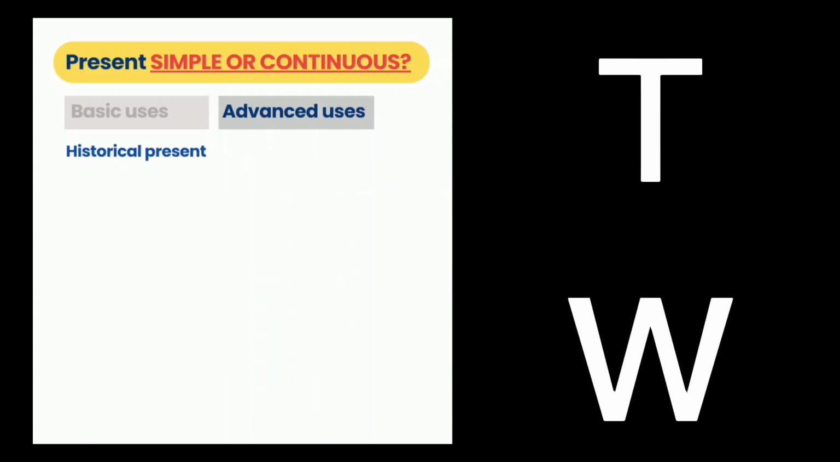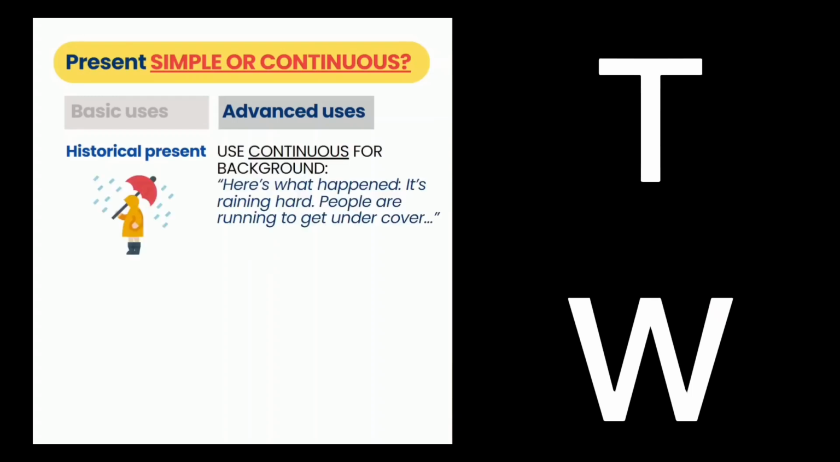The historical present is when we describe a story that happened in the past, but use present tenses to make the listener or reader feel closer to it. But which tenses would we use? Well, if we're giving background information, we're likely to use the present continuous. Here's what happened. It's raining hard. People are running to get under cover. So this is not the actual story. This is just what's happening in the background around it. And the present continuous can be used if we're using the historical present.